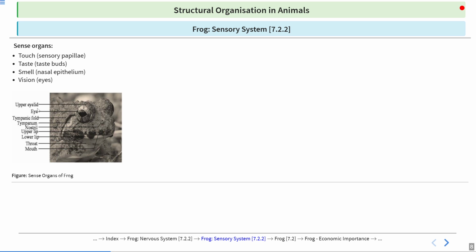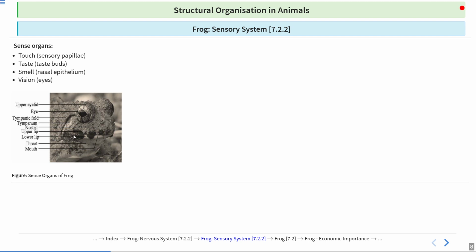So you can see the upper eyelid, eye. You can see the tympanic fold here and the tympanum. Okay, this is the tympanum. That tympanum is the ear. It is related to the ear. They do not have an external ear like we have the pinna, or external ear, that can capture sound waves from different directions, but they do not have any external ear.